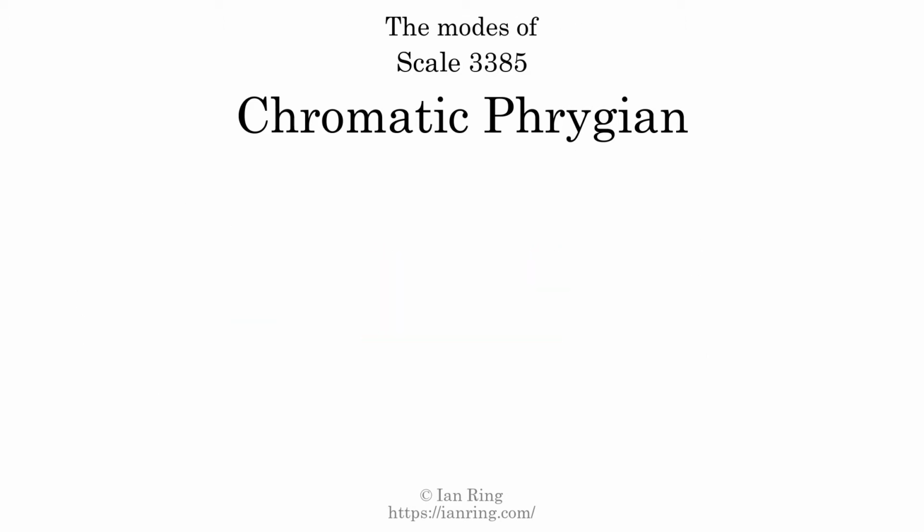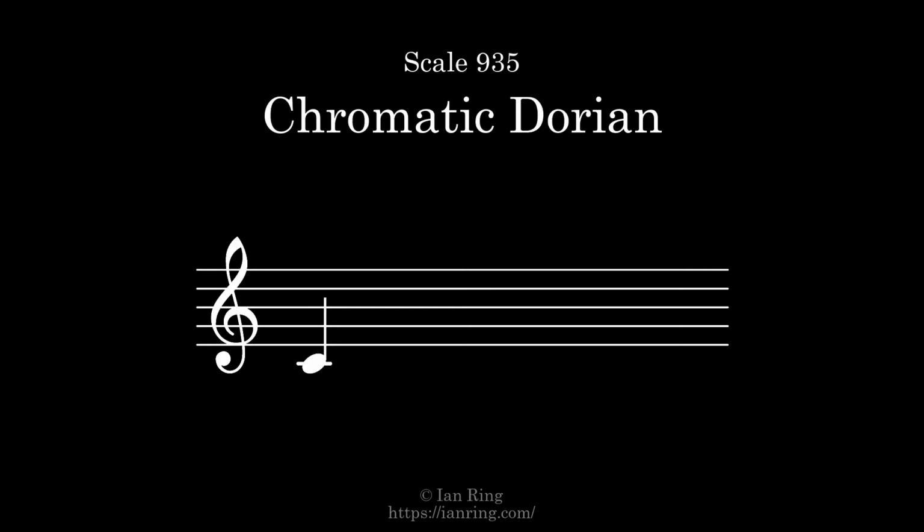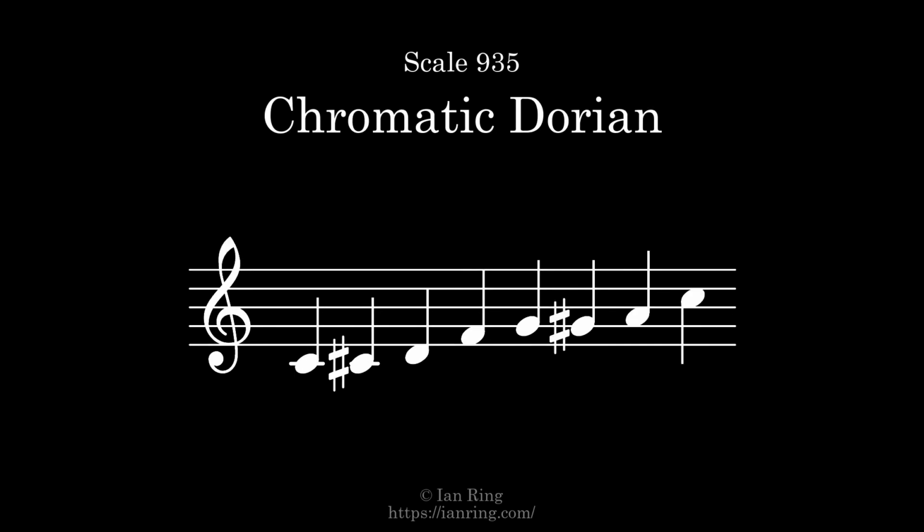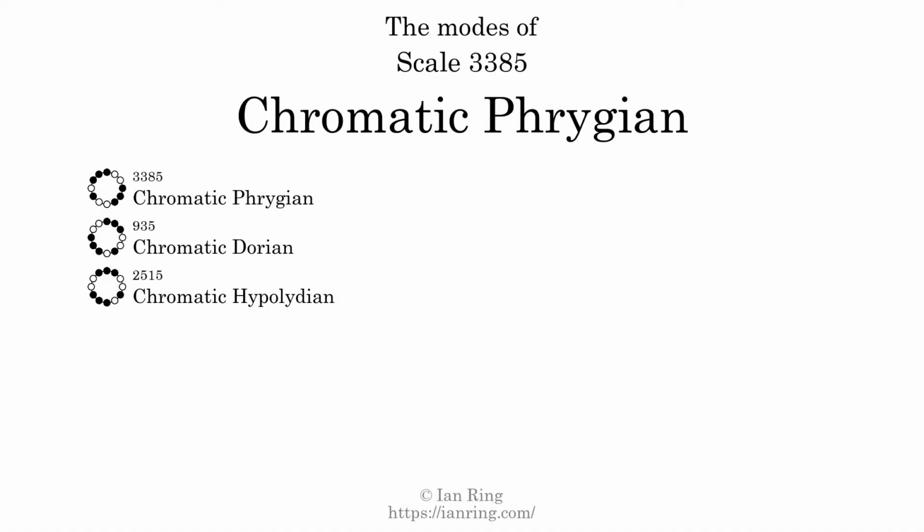This scale has 7 modes. The first mode is itself. The second mode is scale 935, also known as Chromatic Dorian. It sounds like this. The third mode is scale 2515, also known as Chromatic Hypolydian. It sounds like this.